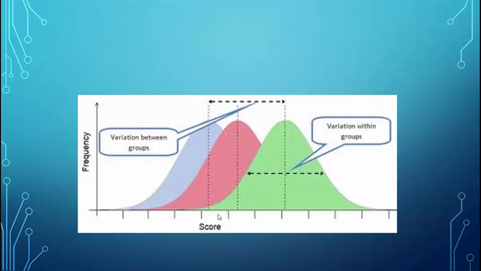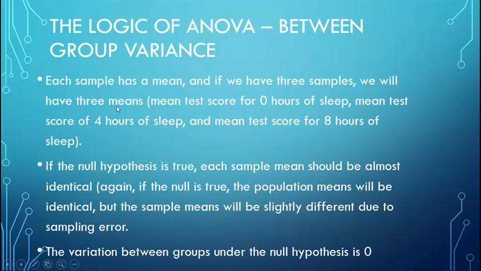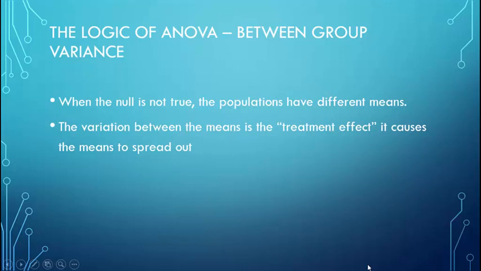No effect. And the more spread out these distributions get, the more between group variability there is, and that's telling us that there is more and more of an effect of our independent variable. So like I said, each sample has a mean, and if we have 3 samples, we have 3 means. If the null hypothesis is true, each sample mean should almost be identical, maybe slightly different because there's some sampling error, but they should pretty much be identical. So the between group variability under the null hypothesis is 0. There's no difference between the means under the null.